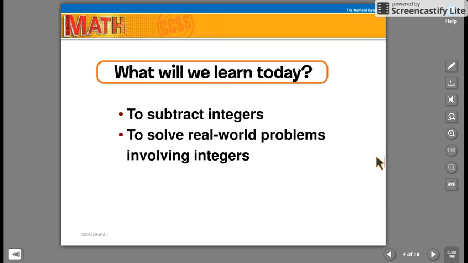Hi guys, today we're going to discuss subtracting integers. What will we learn today? We're going to learn how to subtract integers, and then we're going to solve real-world problems involving integers.